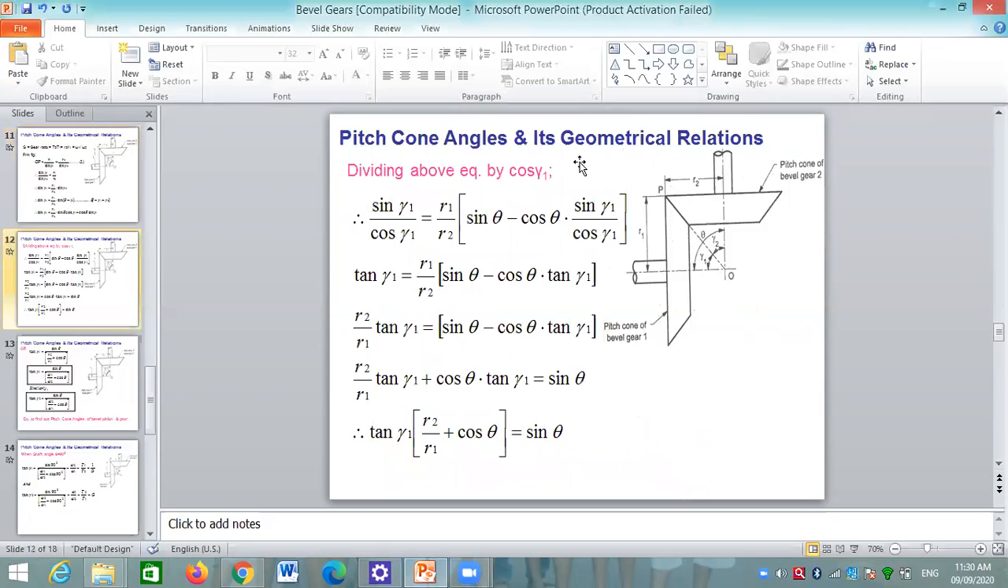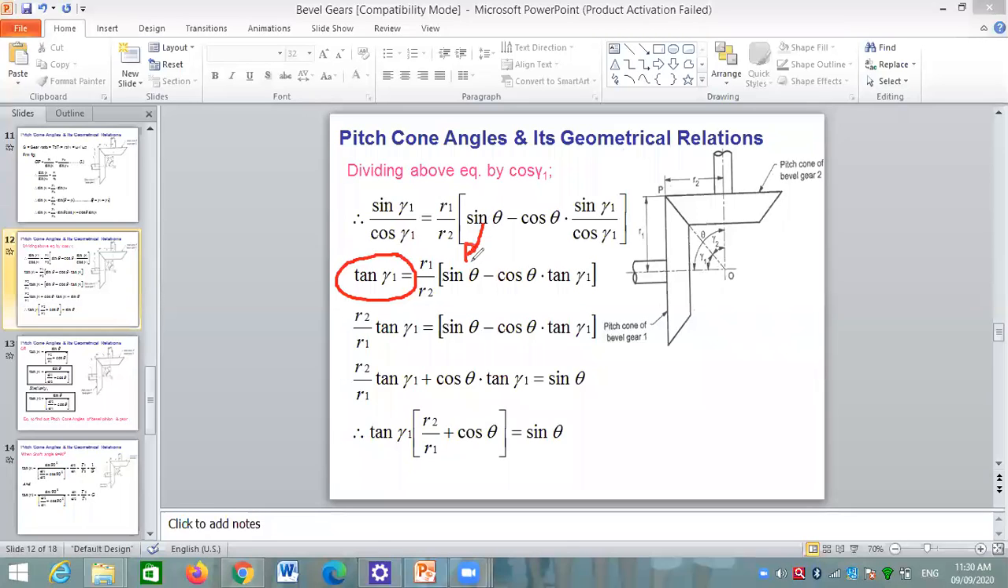Then dividing this equation by cos of gamma 1. If we divide this equation, then we will get sine of gamma 1 upon cos of gamma 1 is equal to r1 upon r2 into sine of theta minus cos of theta into sine of gamma 1 upon cos of gamma 1. Sine of gamma 1 upon cos of gamma 1 is equal to tan of gamma 1. Therefore, tan of gamma 1 here is equal to r1 upon r2.